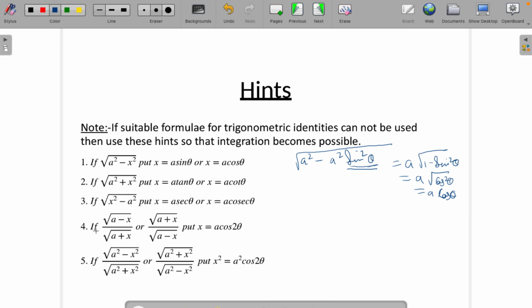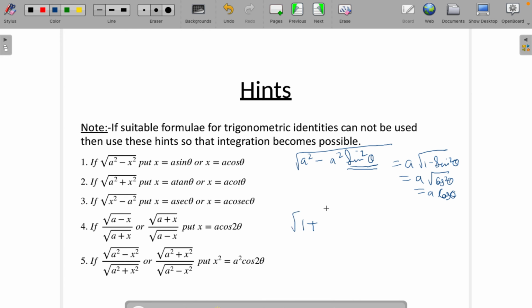Now, very, very important, 4 and 5 are literally similar. If under root of (a minus x) upon (a plus x) is present, or its reciprocal, we will put x as a cos 2 theta. Again, let me explain why a cos 2 theta. Because when we put it, a can come common and it will get cancelled.